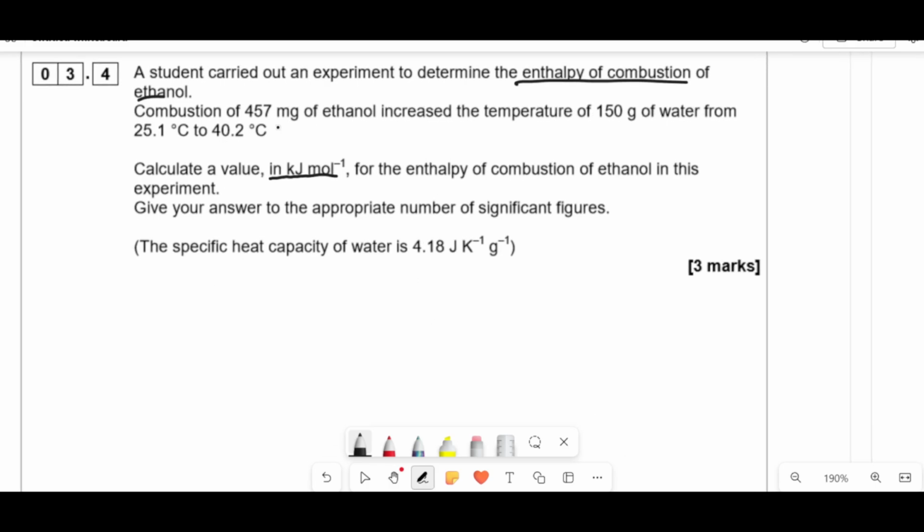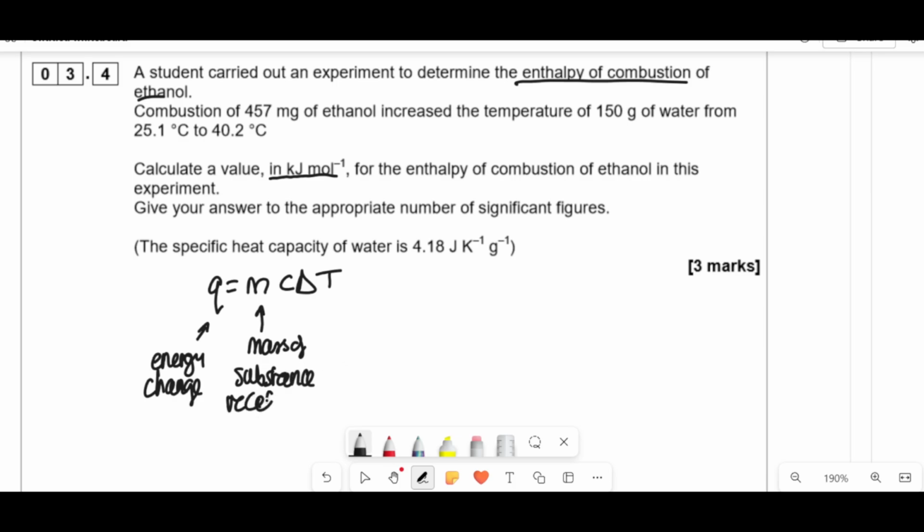The formula we're using here is, we're combusting this much ethanol and we're increasing this much temperature. So we're going to be using Q equals mc delta T, and it's even told you here what c is, where Q is your energy release or absorption, whichever it may be. So it's really the energy change, right? The m is the mass of the thing having the energy change, not the substance. It's the mass of the substance receiving or losing heat. c is the specific heat capacity, and then delta T is your temperature change.